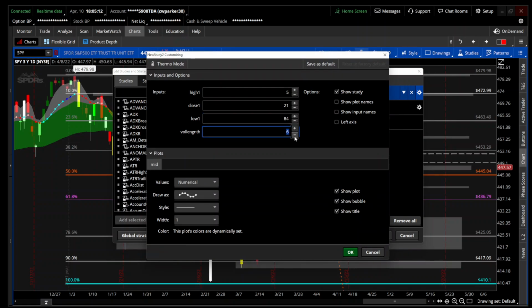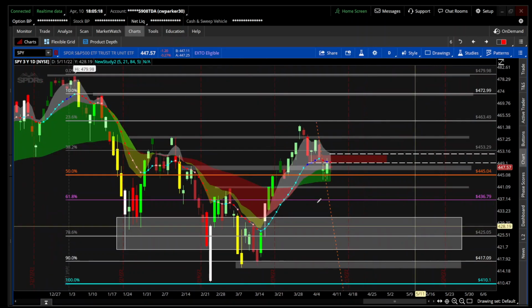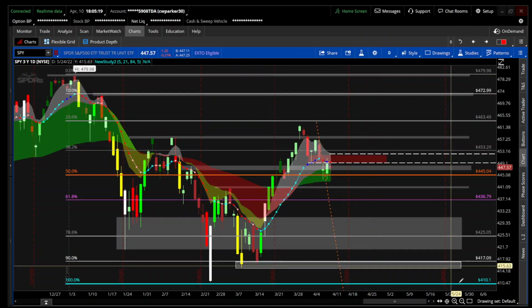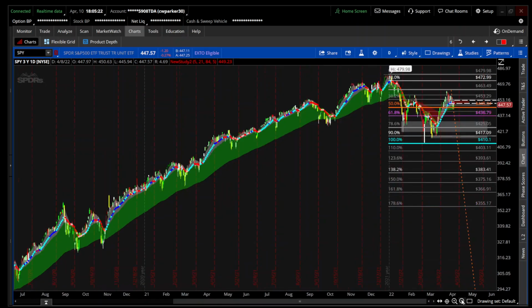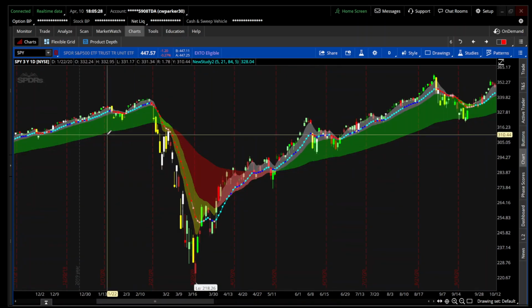And this volume, don't worry about that. That's not going to do anything. It was something I was working with, but it's not doing anything. And this is the S&P 500. I want to go back to when the whole pandemic started.